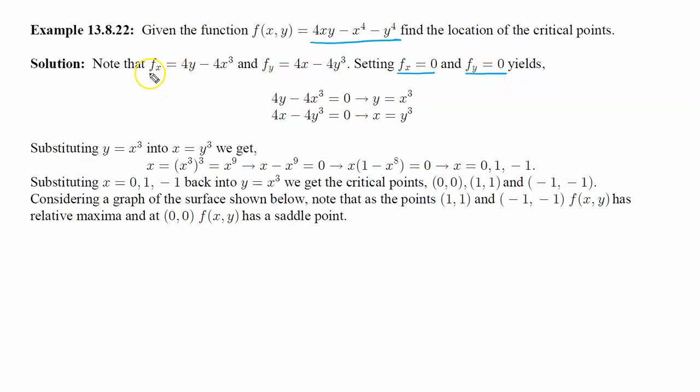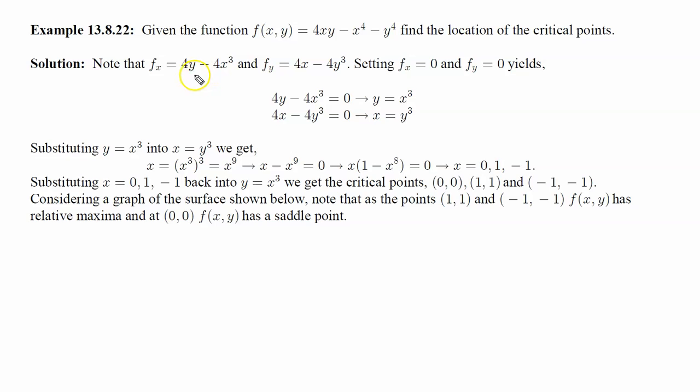So we take the partial with respect to x. Right there it is. Derivative of this with respect to x, 4y minus 4x cubed. Derivative of this with respect to x is 0. So there you go. Derivative of this with respect to y: derivative of this with respect to y is 4x. Derivative of that is 0. Derivative of y to the fourth is 4y cubed. So there are the partials.